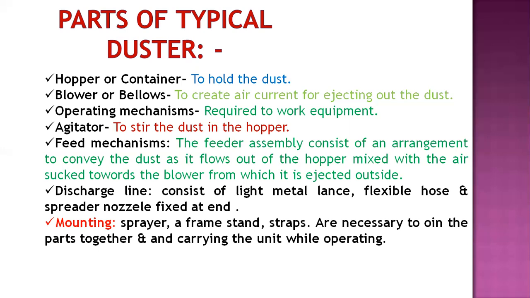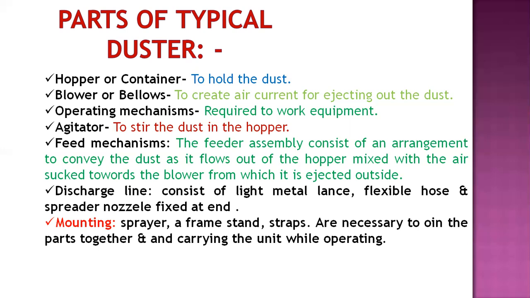Agitator: it is used to stir the dust in the hopper so that it flows freely towards the exit point. It may consist of a brush of bristles or a circular metal frame with revolving action. Feed mechanism: the feeder assembly conveys the dust as it flows out of the hopper and mixes with the air sucked towards the blower, from which it is ejected outside for uniform dusting. That is known as the feed mechanism.